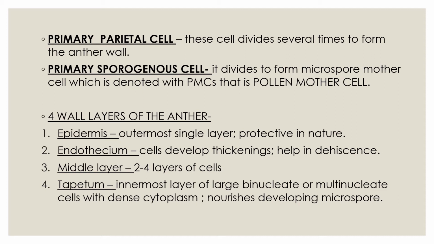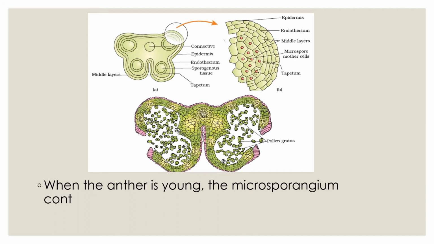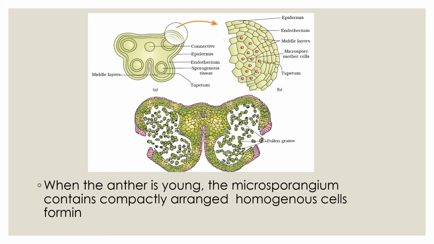Lastly, we will talk about the tapetum, which is the innermost layer of large binucleate or multinucleate cells with dense cytoplasm which nourishes the developing microspore inside. Now this picture shows us the 4 wall layers of the anther. When the anther is young, the microsporangium contains compactly arranged homogeneous cells forming the sporogenous tissue.